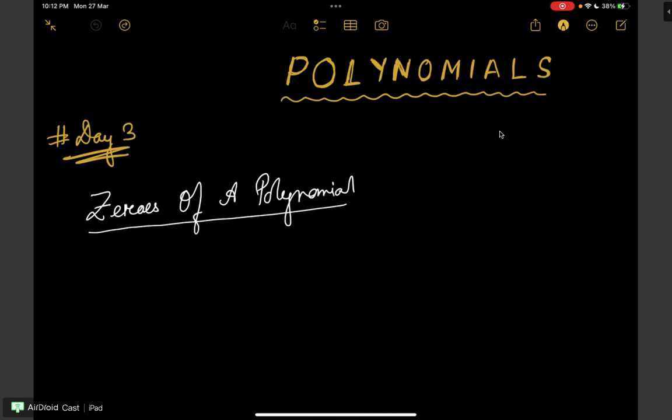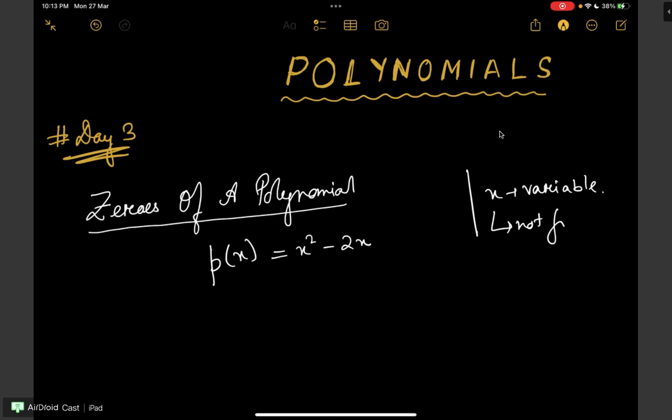So let us consider a polynomial. Let's say a polynomial is considered, which we give as p(x). p(x) equals x square minus 2x. Now here, what is x? x is a variable. Now what is the meaning of a variable? Variable means such an entity that can take different values. That means the value of x is not fixed. Alright, that means in place of x we can put different values.